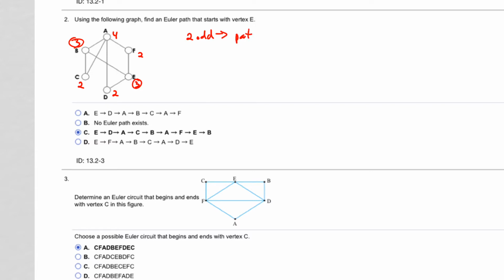So yes, we have a path. Let's go ahead and find it. Okay, so we cannot answer no path because we already determined there's at least one path from the theorem. And that path happens to be E, D, A, C, B, A, F, E, and then last D, okay?